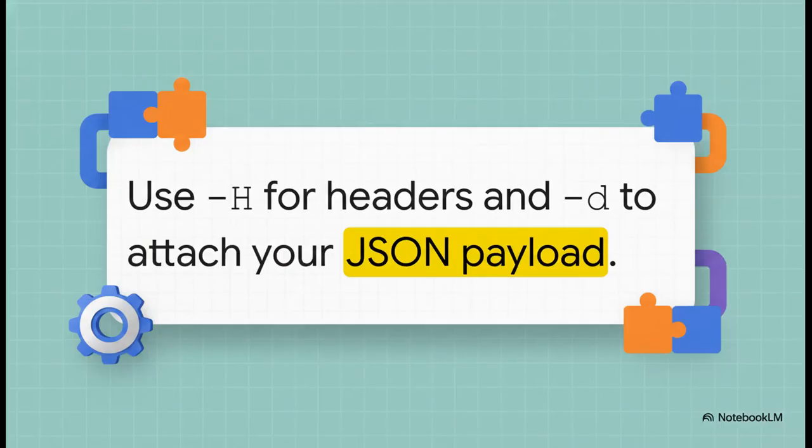Now here's a crucial point. Sending data usually requires specific formatting, and as we know, modern APIs absolutely love JSON. To send JSON payloads, you just chain a couple of flags together. You use the -H flag to pass a custom header, basically telling the server, hey, expect application/JSON. Then you follow that up with the -d flag, which stands for data, to actually attach your JSON payload. Once you understand this combination, it unlocks almost any modern web API for you.